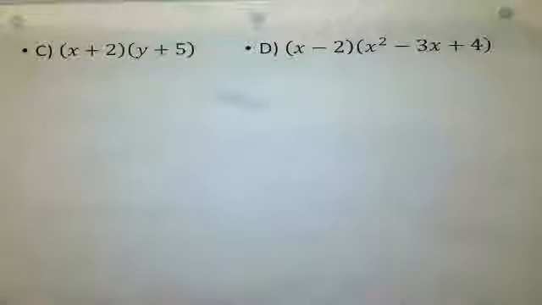Super. So we have x plus 2 times the quantity y plus 5.